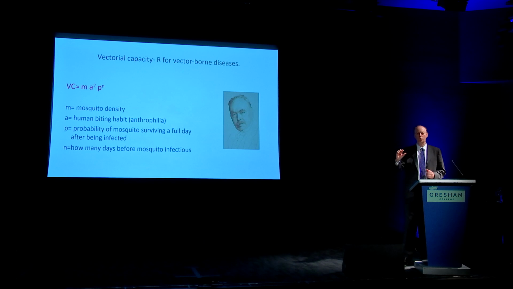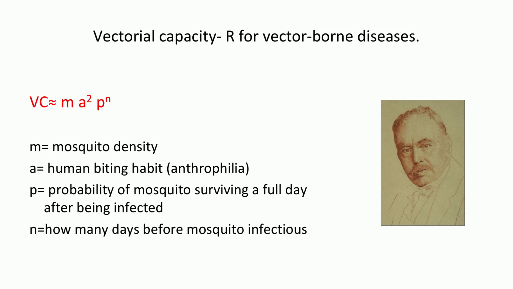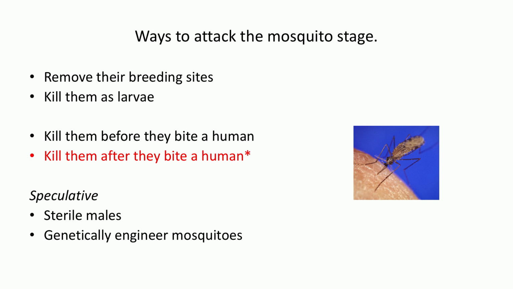So just a small reduction in the chance that a mosquito will live a whole day from the time it's bitten a human can lead to a massive reduction in its transmission. This was the really brilliant insight of Ross. The other two are interesting, but that one was a really brilliant insight, and I'll show you why. Because if you know this, you can do several things to actually deal with the mosquito.